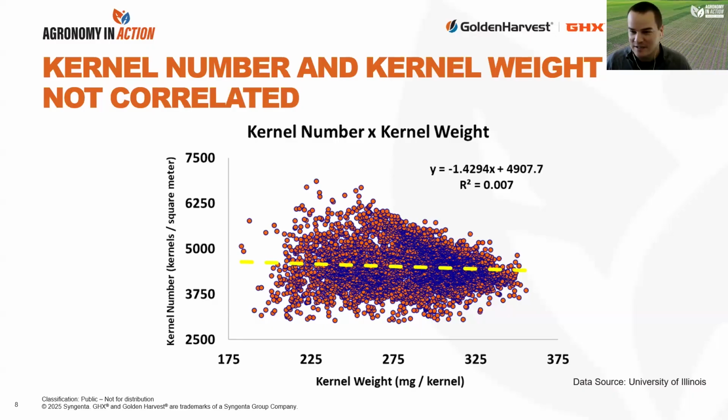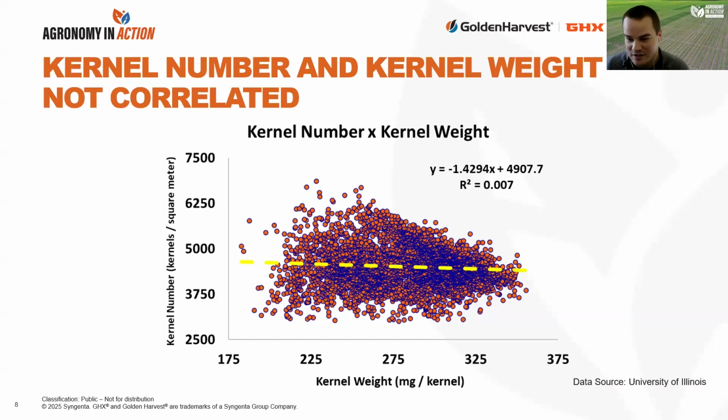And yield component compensation is if you have more kernels on your ear or more kernels in the field, it just takes a lot more resources and energy to fill those additional kernels. So the kernels typically tend to be a little bit lighter, compared to if you had less kernels per ear, that's less kernels to fill. Those kernels tend to be a little bit heavier. So there's a lot of yield component compensation going on, a little bit challenging.